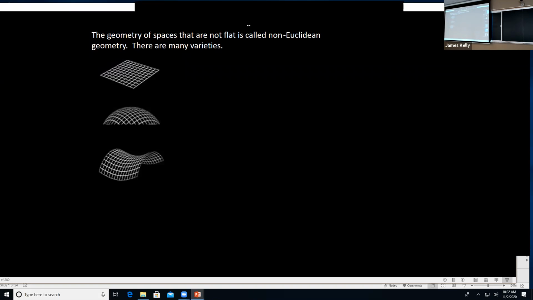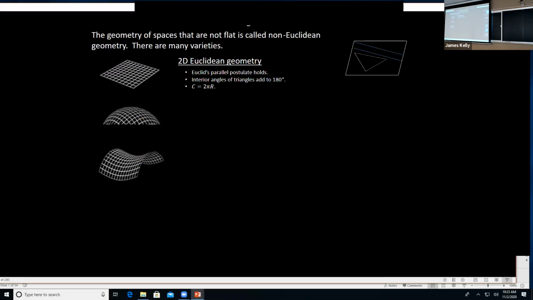Okay, so just to summarize here, of non-Euclidean geometries, the geometry of spaces that are not flat is called non-Euclidean geometry, and there are many varieties. In 2 dimensions, things are simpler. There are only 3 different varieties, and the flat case, the Euclidean case up here, is right in between these 2, right? It's the difference between some of the angles being less than 180 degrees and greater than 180 degrees.